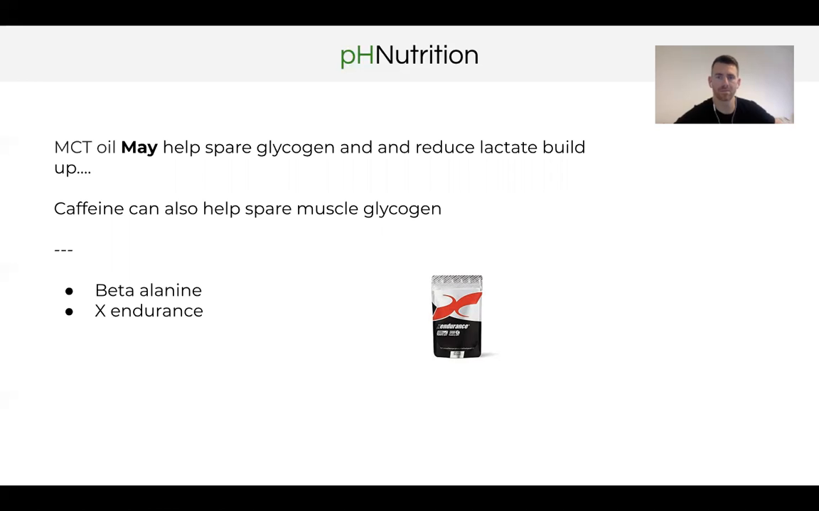Caffeine, happy days. What doesn't caffeine do, Tom? So we always say liquid gold. Yeah, and beta alanine and X Endurance, the lactate tablets, really good stuff. They're the two that we probably look at most for improving your anaerobic threshold, as well as obviously getting nitrates and stuff from your food.